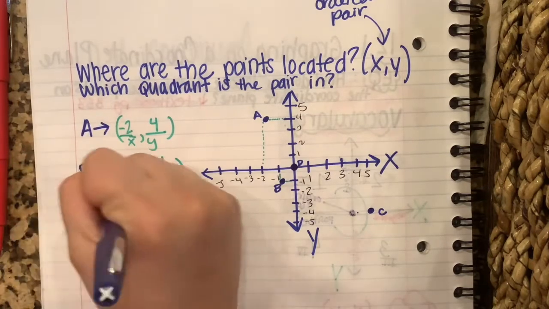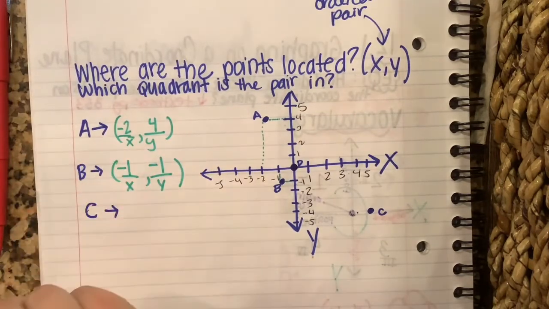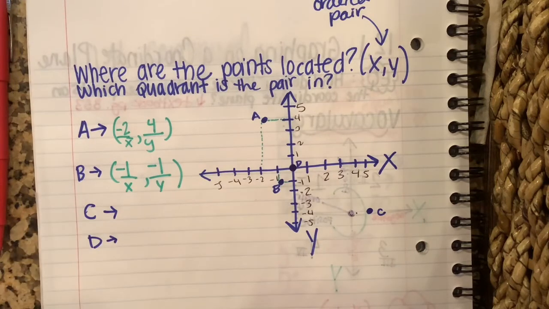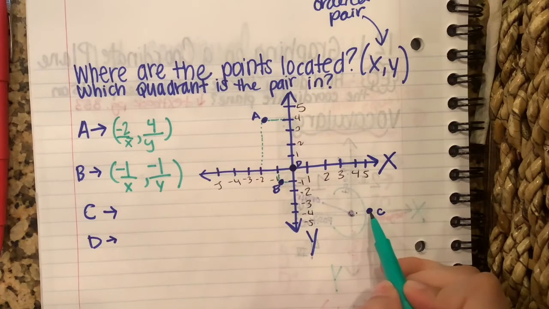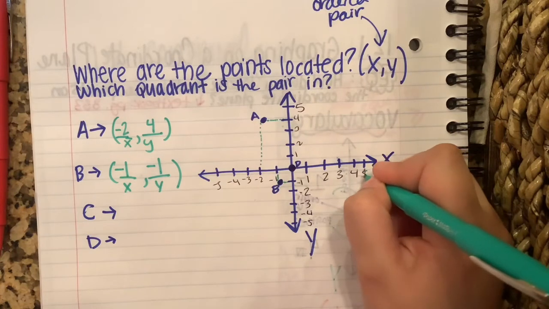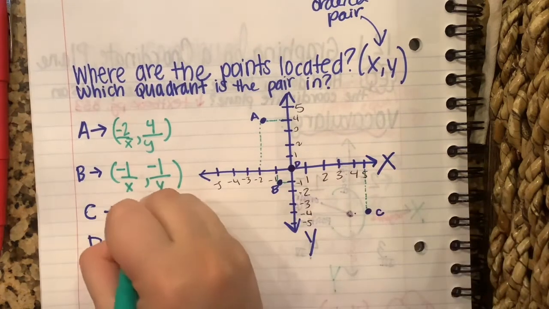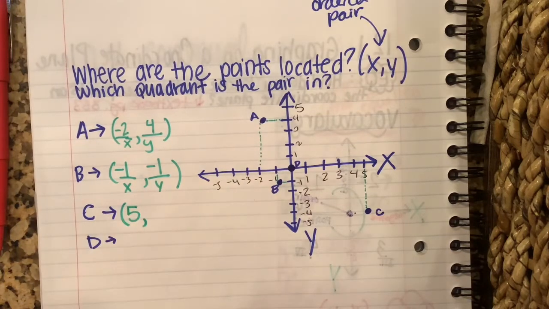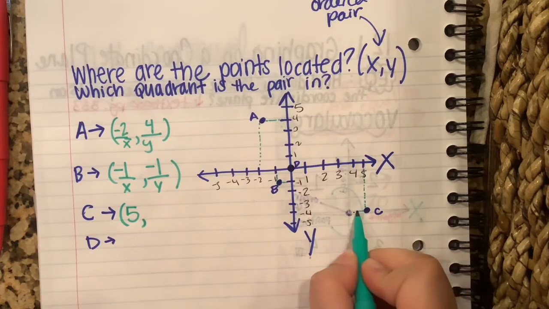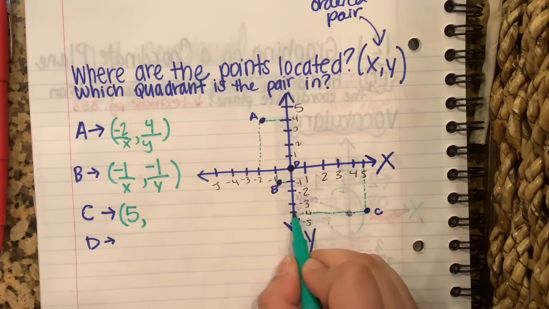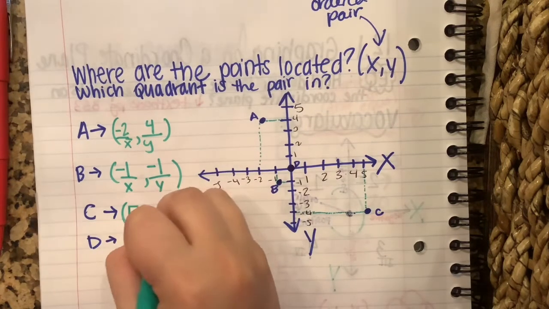Last, let's try for point C. Oh, sorry, not last. We've got C and D. Point C, it's way over here, so let's go on our x-axis first. It looks like it's right about at 5. Yep. So 5 is going to be my x-coordinate. And then I'm checking my y-coordinate, which is vertical. And that comes right in at -4.